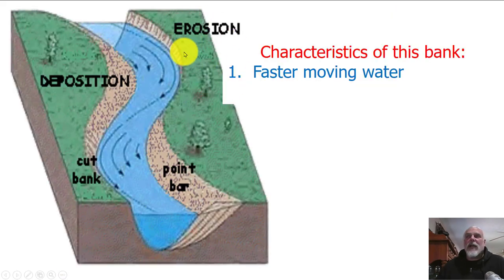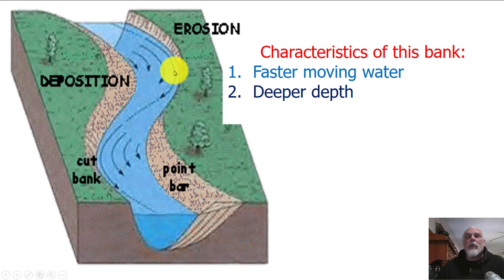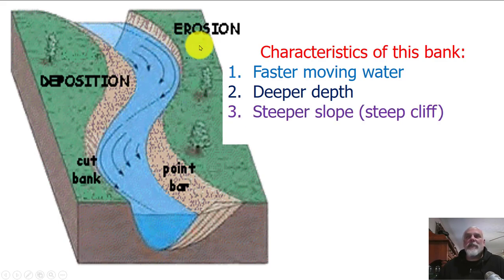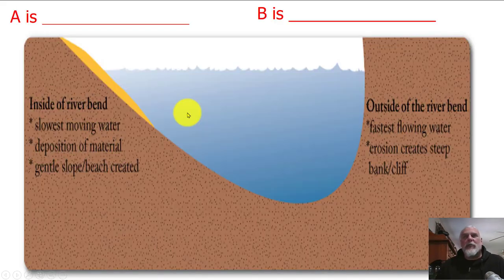Now on the erosion side, the characteristic is the water is going to be moving faster on this side than it is over here. The water over here will be deeper than over here. And the slope is going to be much more steep. So if you're walking, it goes straight down. It's a steep slope.